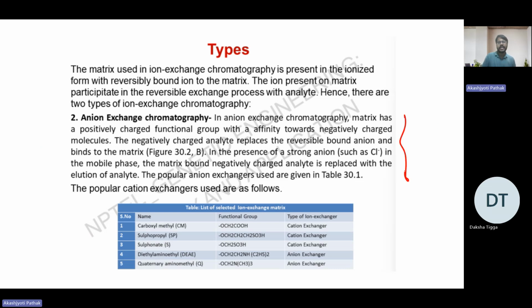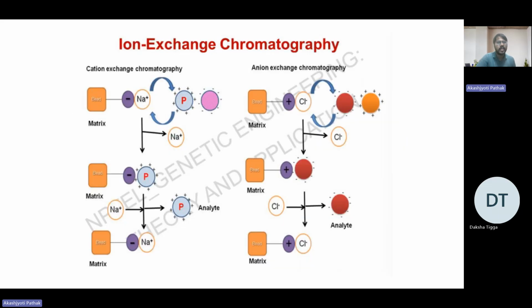You can read this text. Whatever I was explaining is written as well, and it was explained in the lecture as well. So you see this figure carefully. If it is cation exchange chromatography, then your matrix is what? Your matrix is negatively charged. So it will attract the positively charged species. These proteins which are positively charged will be attracted.